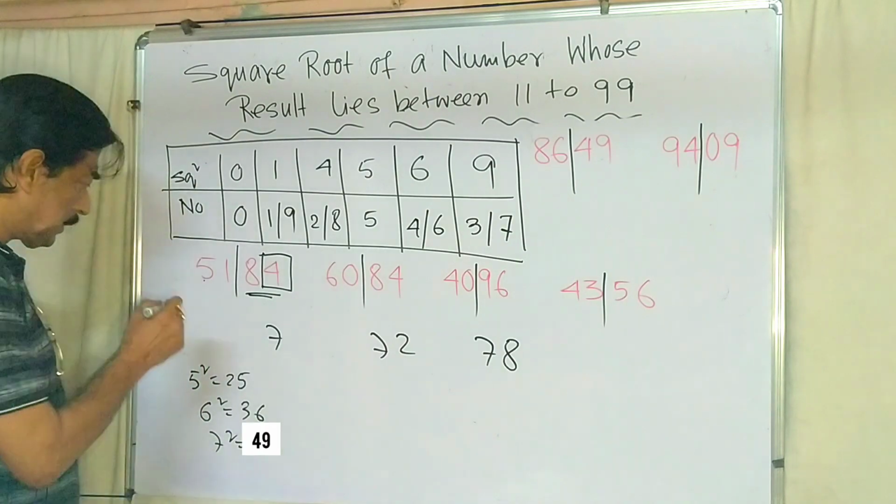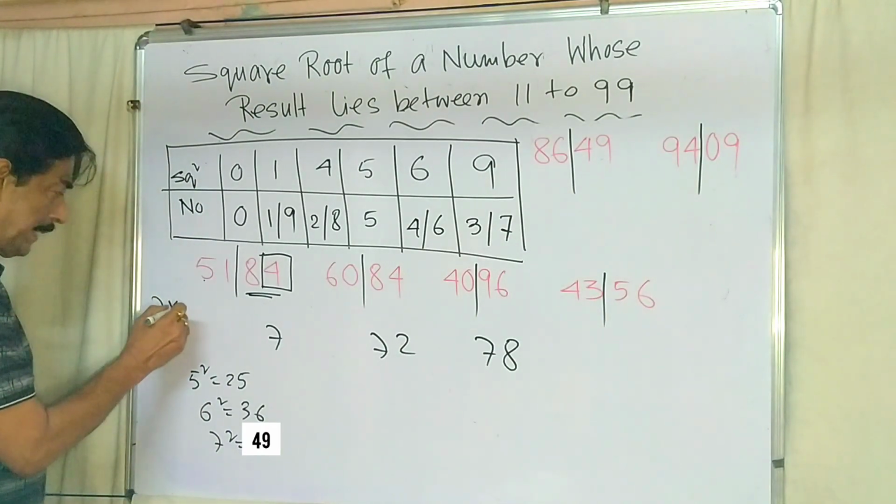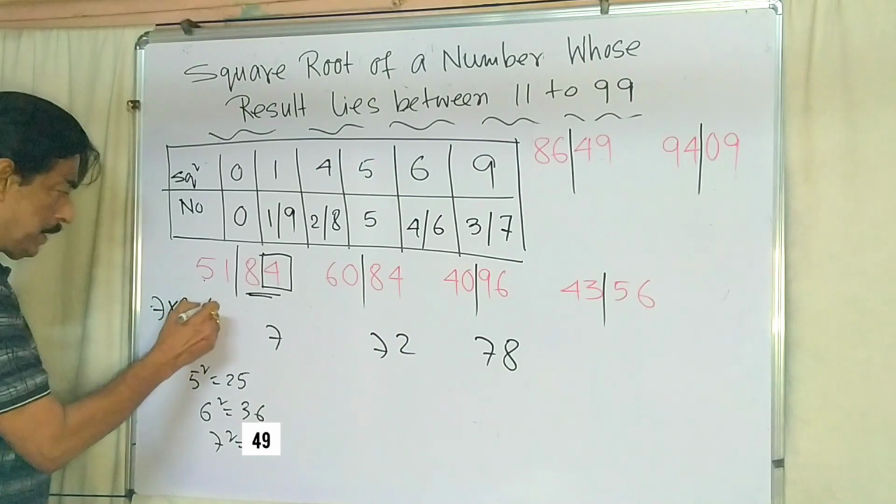So what is the rule behind it? First of all, write 7. Multiply it by the next number. 7 into 8 is 56.